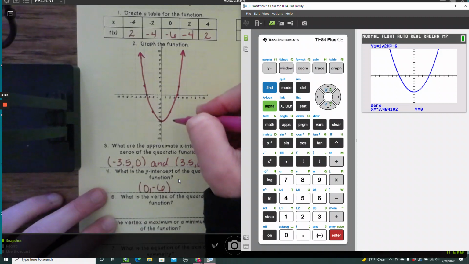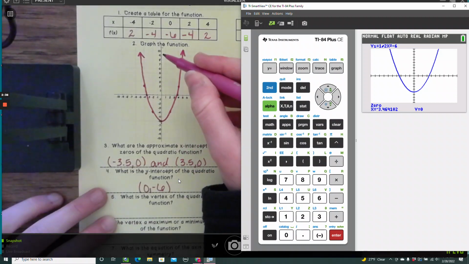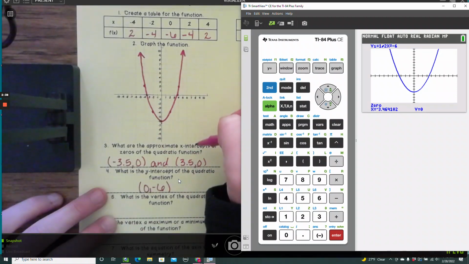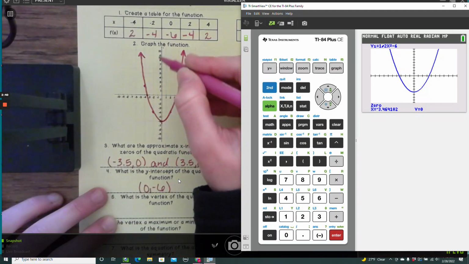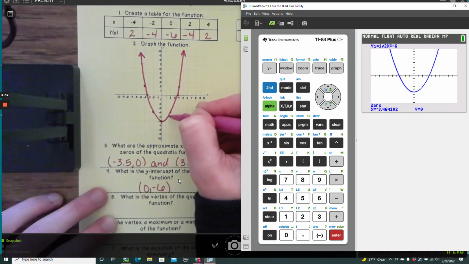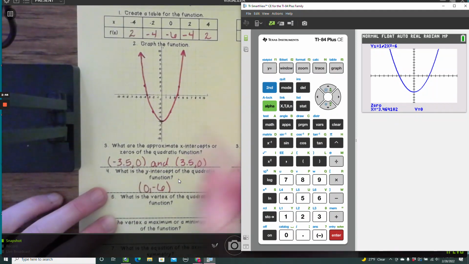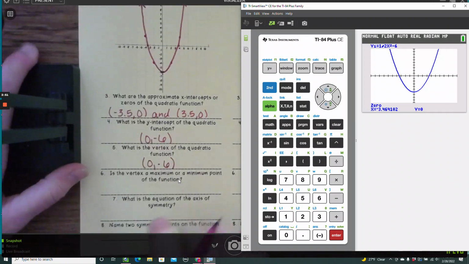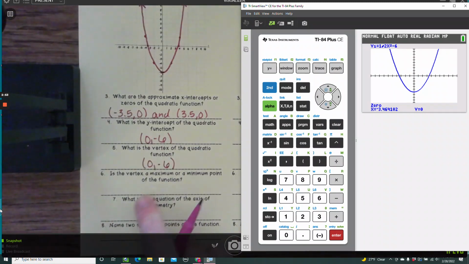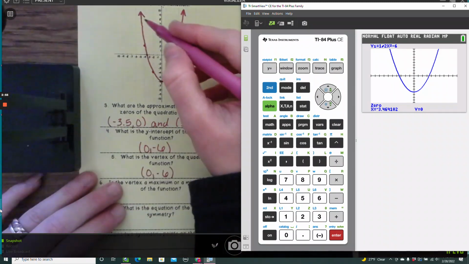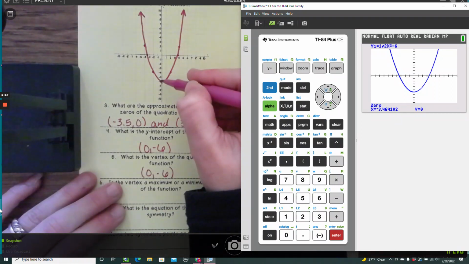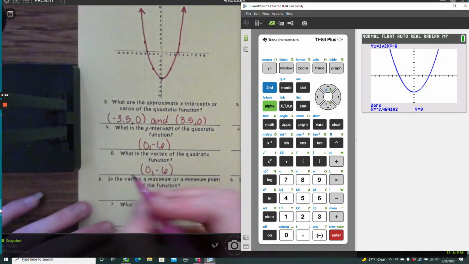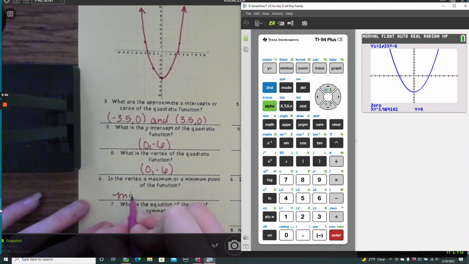The next one is the vertex. The vertex is going to be the lowest point or the highest point. If this was flipped and it was like a frown, we would have a vertex somewhere up here. But in this case, my lowest point here is 0, -6. And then you have to decide, is the vertex a maximum or a minimum point? When it's a smile, when it's a U, it's going to be the minimum. Your vertex is going to be your lowest point on that graph.